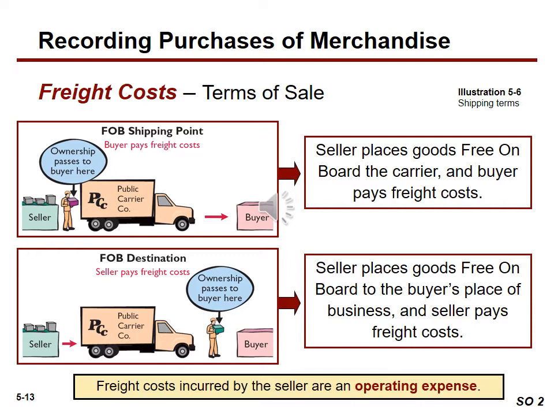FOB destination, on the other hand: the seller places the goods free on board to the buyer's place of business, and the seller pays the freight costs or the shipping expenses.